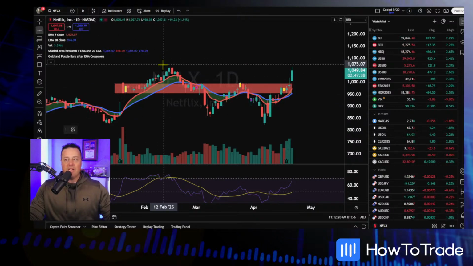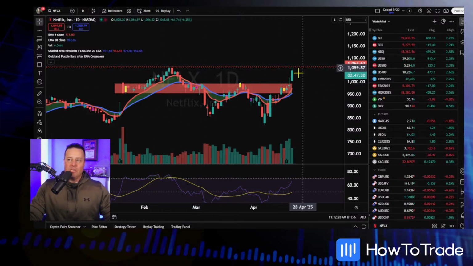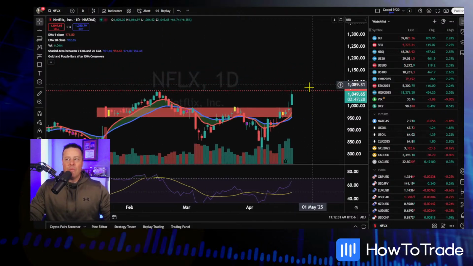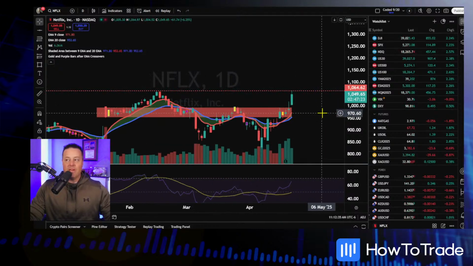So if I'm watching Netflix, I'm doing something like this. I'm saying, okay, there's my resistance zone, natural resistance right up there around 1,065-ish, maybe somewhere in there. And you can see we've already challenged that area. Once we break above that, there's nothing up there. You're going to be making new all-time highs.